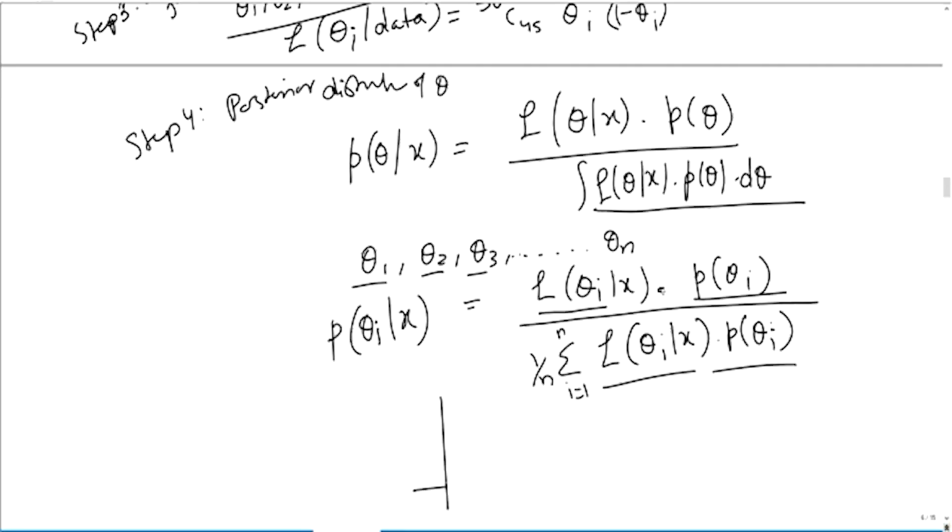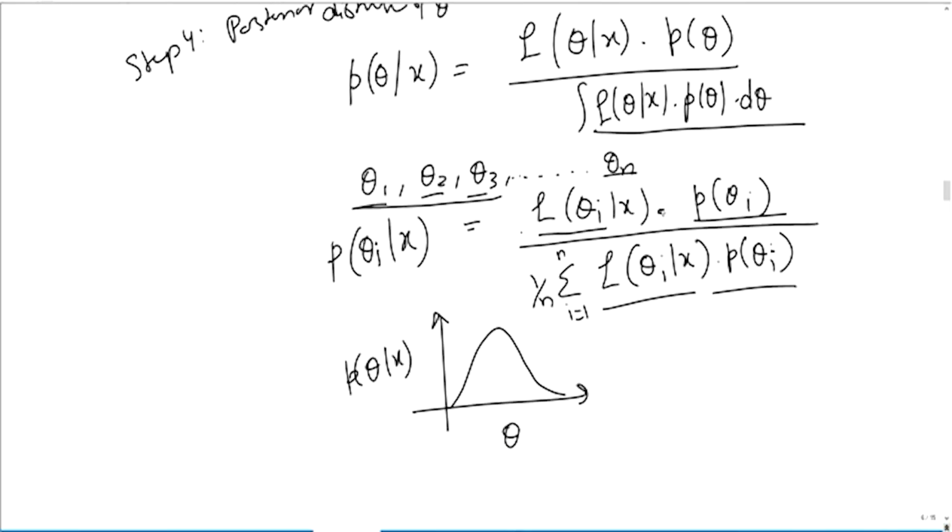Now you can plot all these theta 1 to theta n on the x-axis, so basically all values of theta that you have taken, and the corresponding posterior densities on the y-axis. So you will get a posterior like this. That's it, you have computed the posterior. You just multiplied likelihood into prior, and then divided it by a constant, which is the marginal likelihood, which we approximated by taking the average of likelihood into priors.